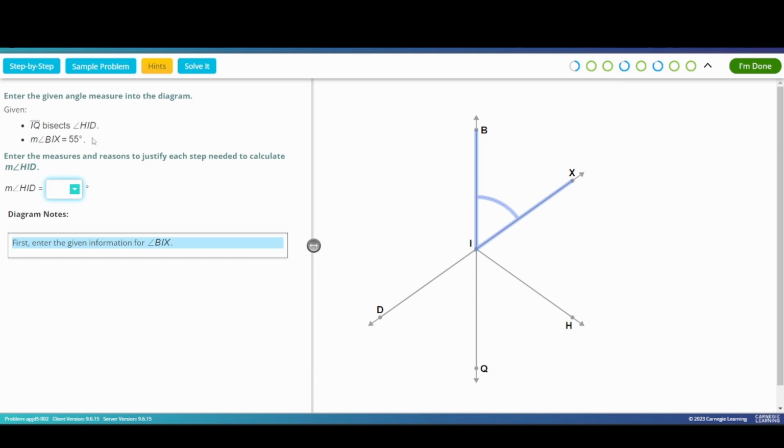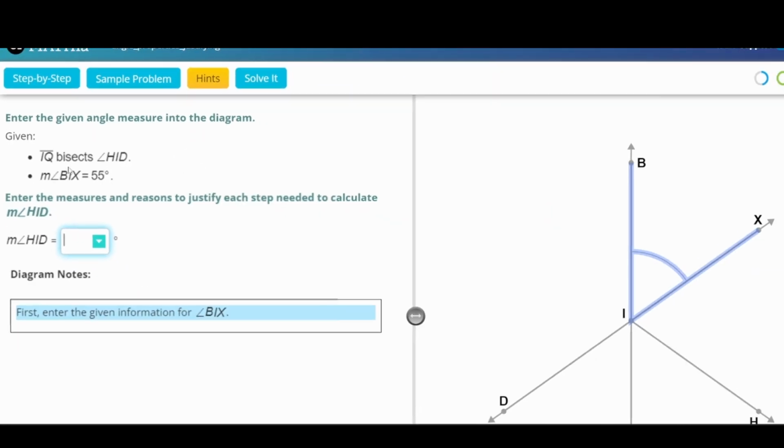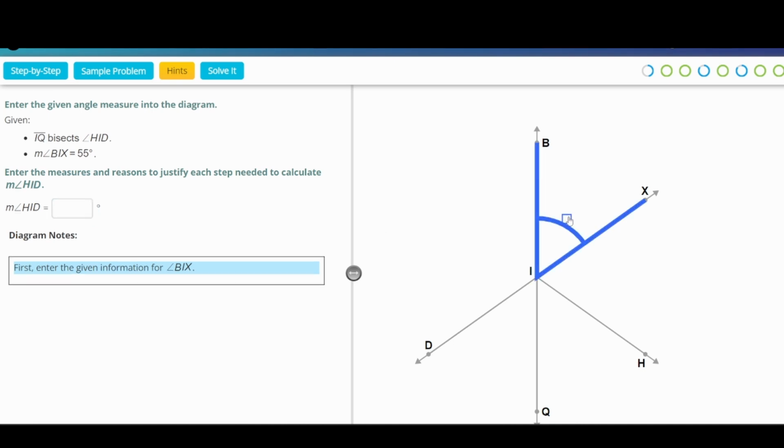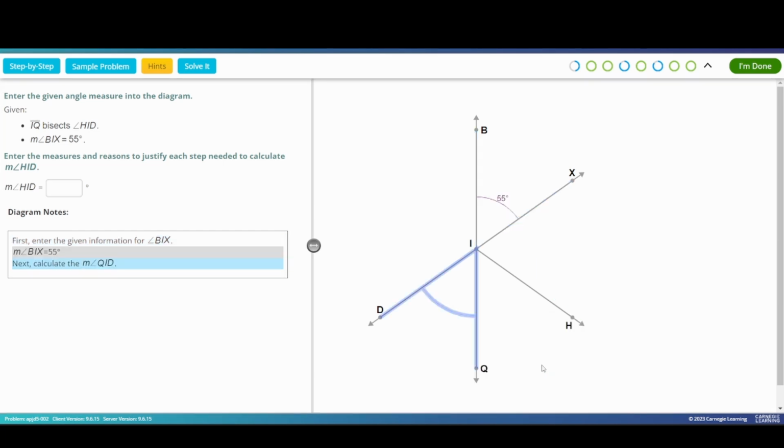Let's try it. What is this one asking? This one says that IQ bisects HID, and the measure of angle BIX equals 55 degrees, and eventually we need to find the measure of angle HID, okay? So we're going to use some bisectors. BIX is 55. Let's start with that. So this is given to us. Oops, let me zoom out all the way. That is given and is 55 degrees.